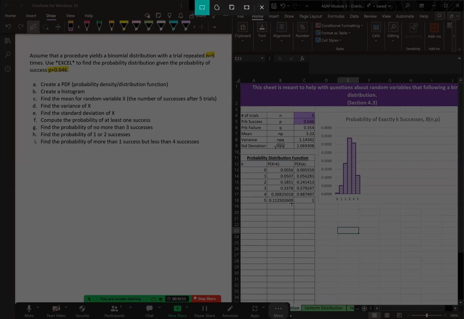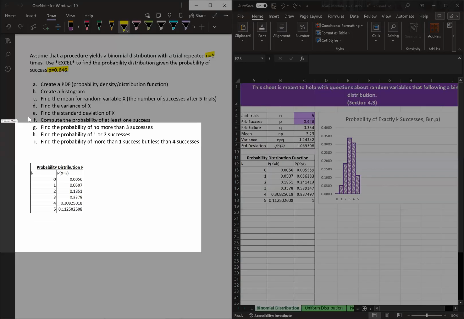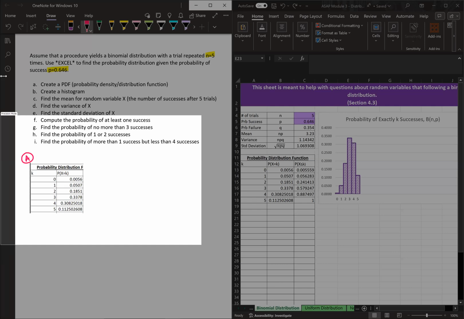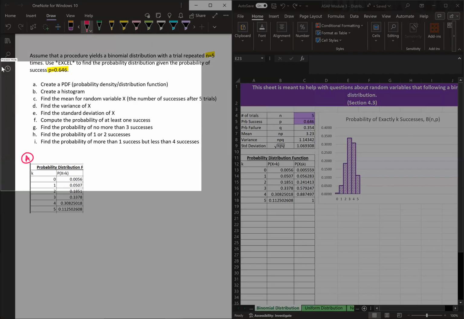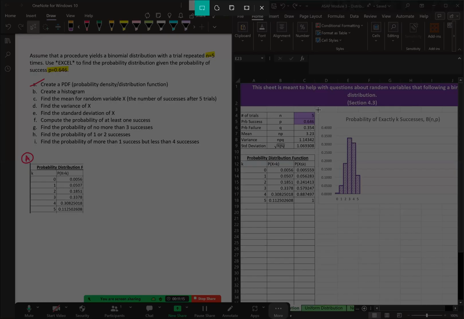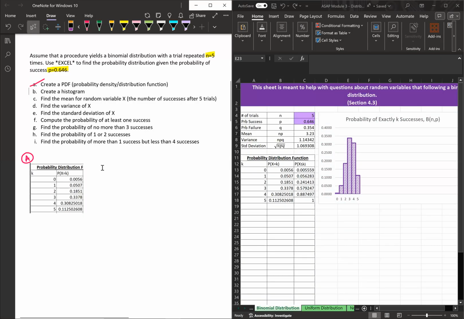Okay, so the first thing we're going to do is create a PDF. Guess what? It was done automatically for us. Here's our PDF. That is part A. So I can check that off my list. The next thing I need to do is create a histogram. Guess what? It was done for me by Excel. So here's part B.